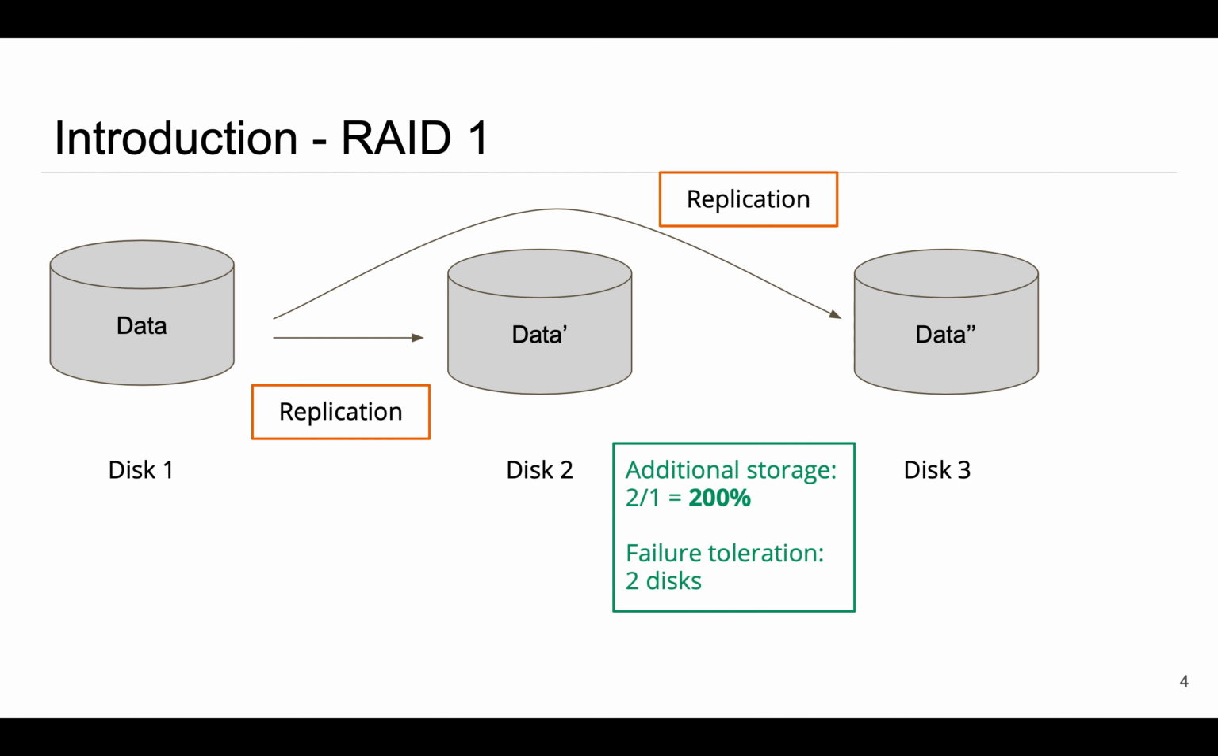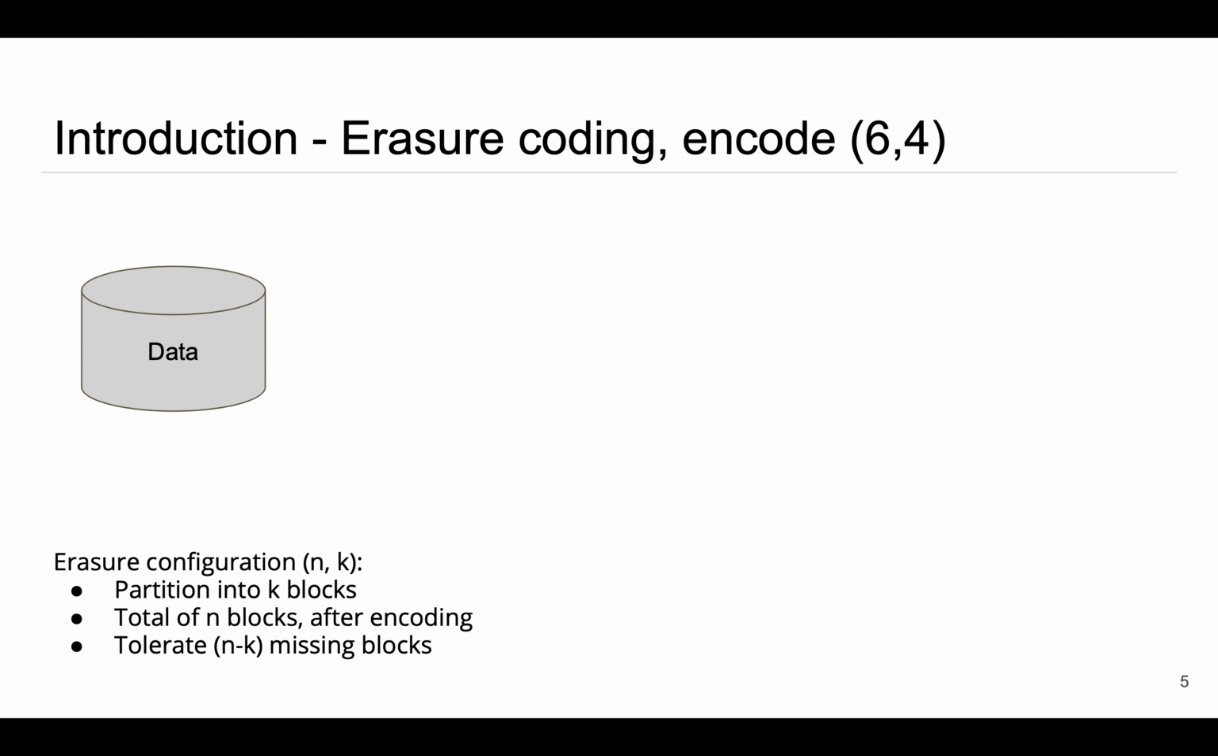Let's first talk about RAID. Take RAID 1 as an example. Data will be replicated into 2 additional disks. This system can tolerate 2 disk failures, but the additional storage needed is 200%. In comparison, erasure code can provide the same level of protection with less storage needed.